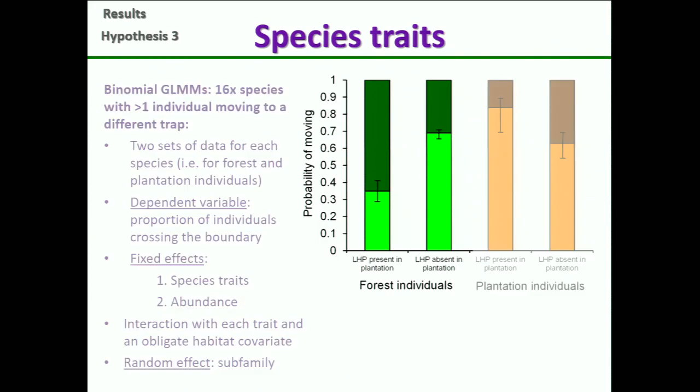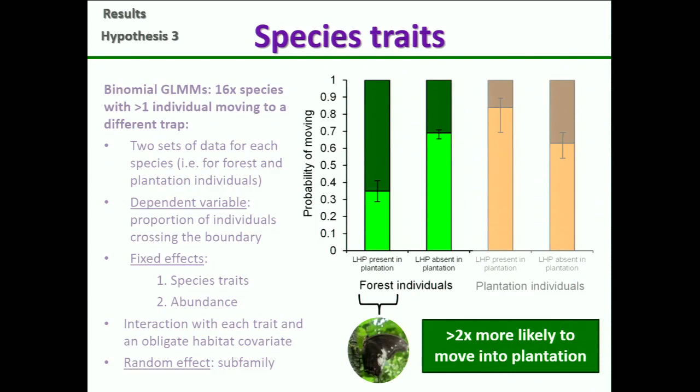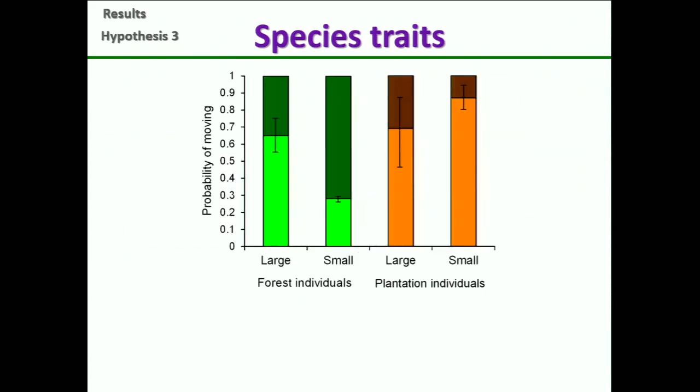So just drawing your attention to the forest individuals, if you were a butterfly and you had your larval host plants present in the plantation, and there were 12 of these species, you were 2 times more likely to move into the plantation compared to species that were marked in forest with their larval host plants absent in the plantation, and there were 4 of those species.